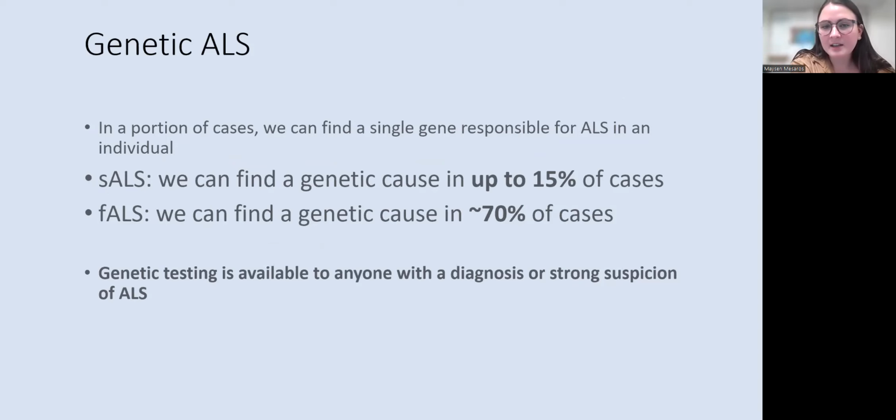So like I said, sometimes we can find a single genetic cause that is responsible for ALS. So this is one gene that is defective and is responsible for someone's disease development. So we can find this in both sporadic and familial ALS, which means that anybody that has a diagnosis or a strong suspicion of ALS is eligible for genetic testing, regardless of what their family history looks like. So with sporadic ALS, we can find a single genetic cause in up to 15% of cases. With familial ALS, that's much higher. So we can find a genetic cause in around 70% of cases.